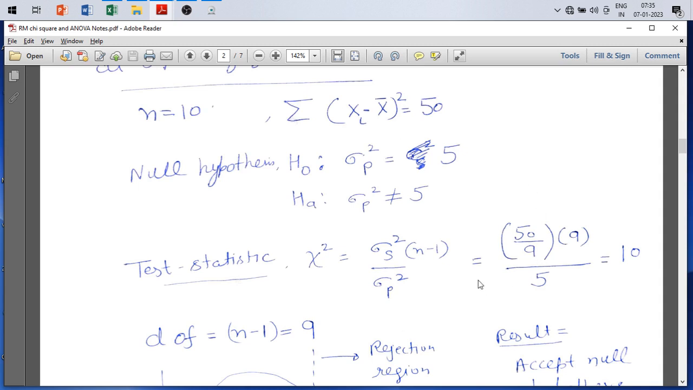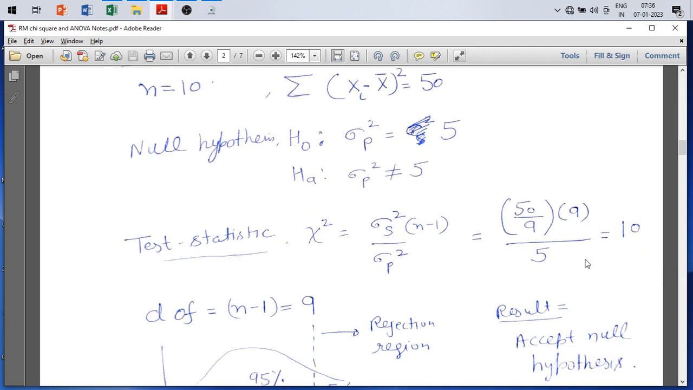Now we just put numbers here and we get this chi-square statistic. The s square will be the sum of squares, this 50, divided by n minus 1. N minus 1 here is 9. So this is the variance of the sample, multiplied by n minus 1, which is 9, divided by the variance of the population, which we took as 5. So we get the test statistic as 10.